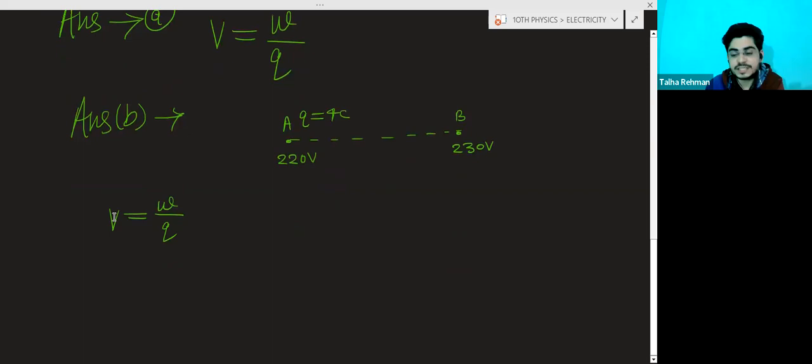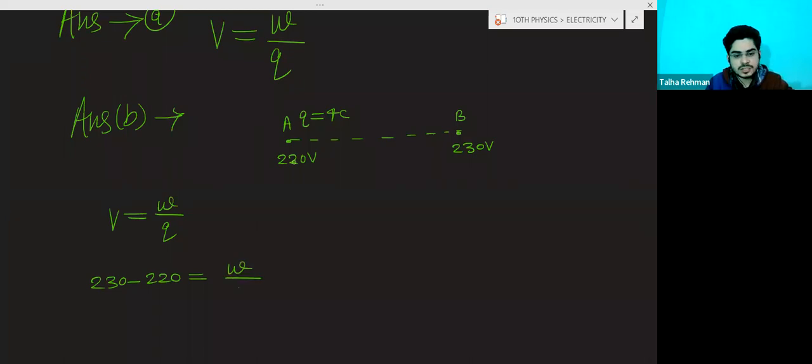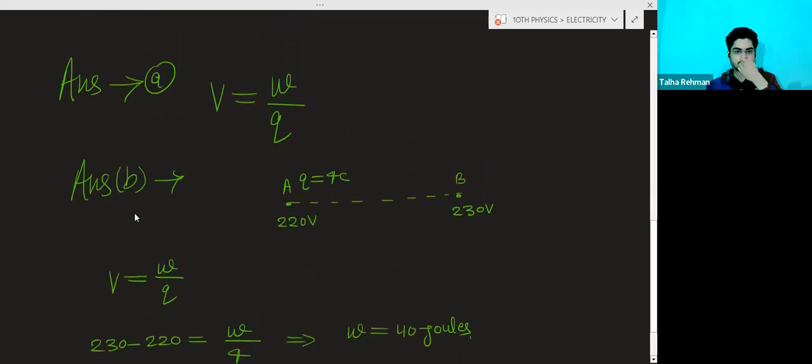So what is the potential difference? 230 volt minus 220 volt. Work done divided by what is the charge? Charge is 4 coulomb. So it is 10 into 4. So work done will be 40. Now the unit of work is joule.